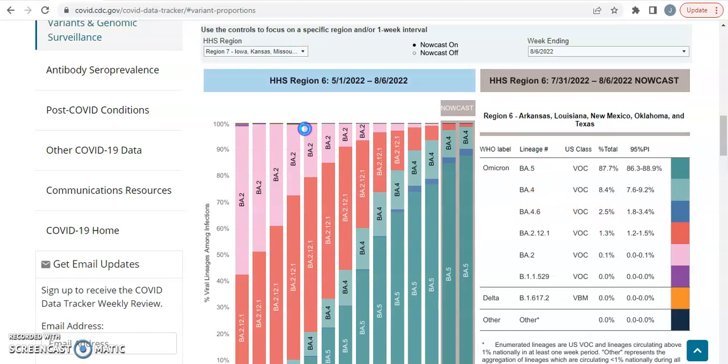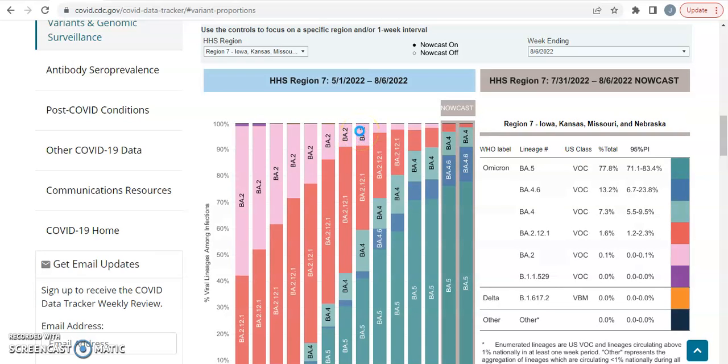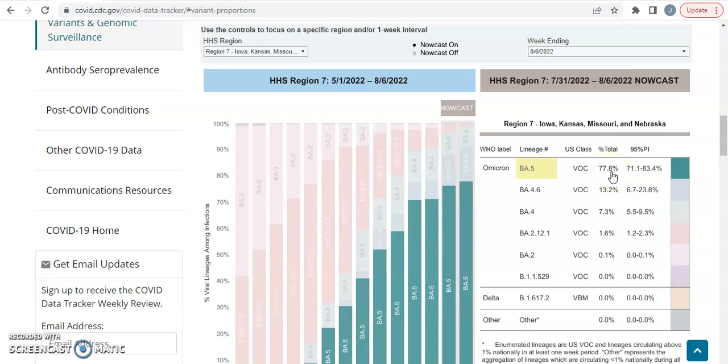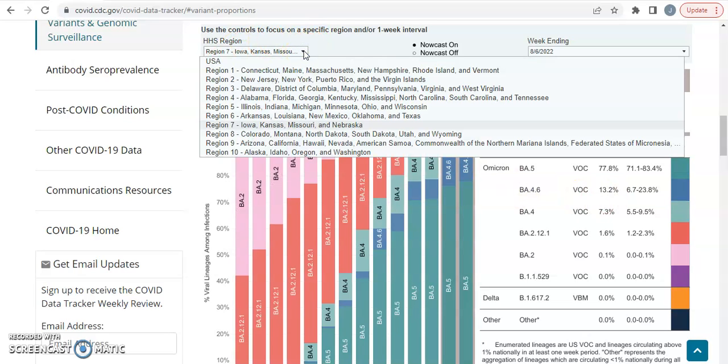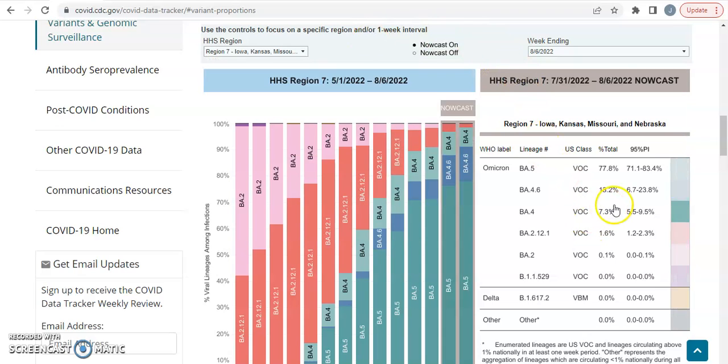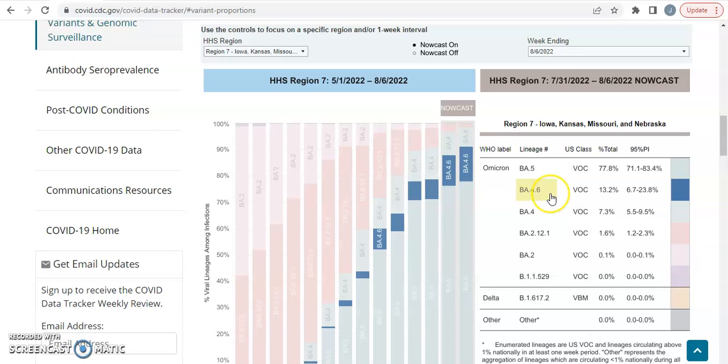Now comes the interesting one, Region 7. This seems to be where the BA.4.6 variant is having a very easy time growing over the last 2 weeks. BA.5 is only 77.8% of the cases here. But then we come down to the 4.6 variant. Check this out. It's already up to 13.2% of the cases. And this region includes the states of Iowa, Kansas, Missouri, and Nebraska. So I find it very interesting that it's quickly growing in this area, and it's something we're going to have to watch.